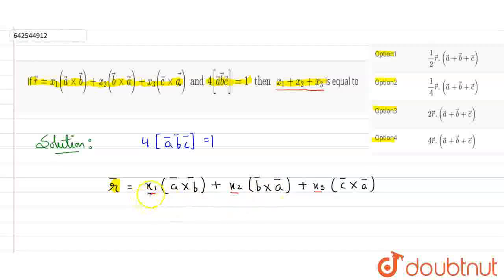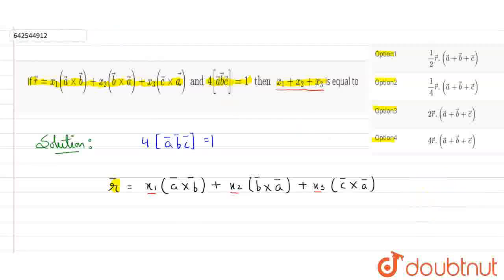So for finding the value of x1, I'll get the value of x1 only if these two terms are 0, okay? Similarly, for x2, how can I find it? If these two terms are 0, okay? And for finding x3, my first and second terms should be 0. So how to make these terms 0? Okay, there is a formula.